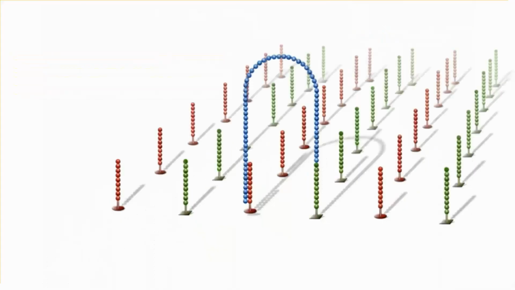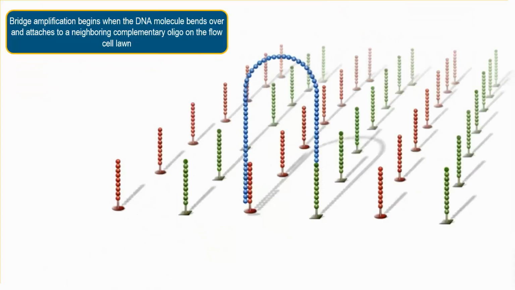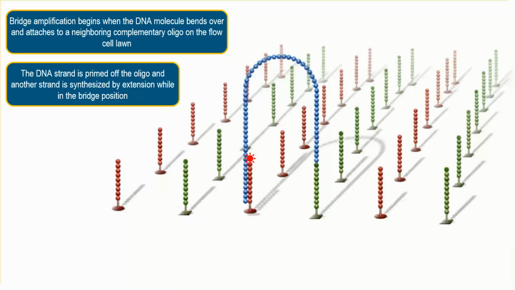Now begins bridge amplification. On the flow cell, bridge amplification begins when each immobilized single-stranded DNA fragment bends over and hybridizes to a neighboring complementary oligo on the flow cell surface. This creates a bridge-like structure between the attached strand and the surface oligo. Then the DNA strand is primed from the oligo, similar to the previous extension step. A new complementary strand is synthesized.